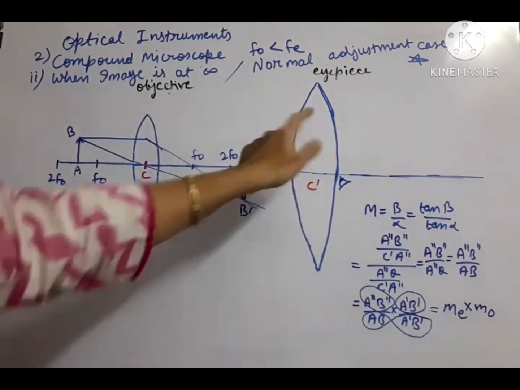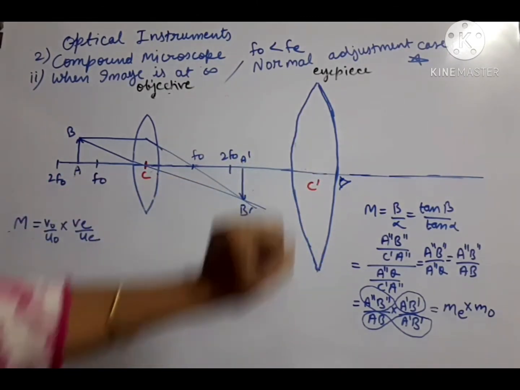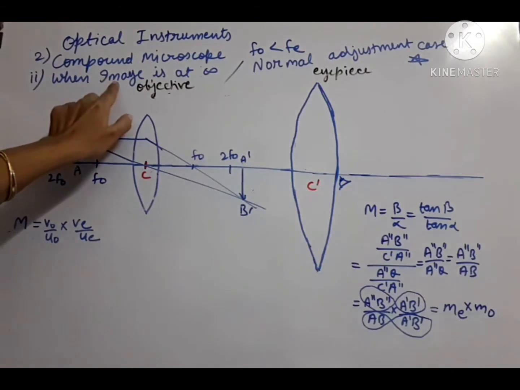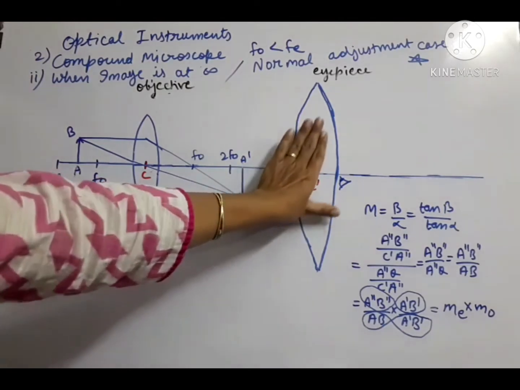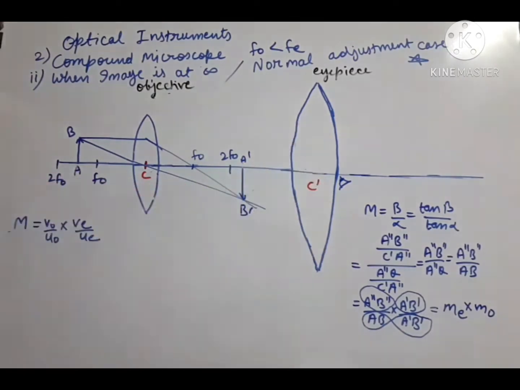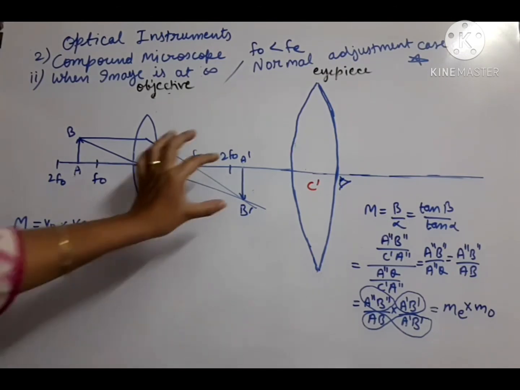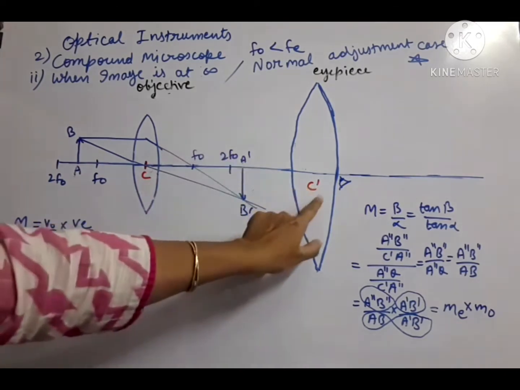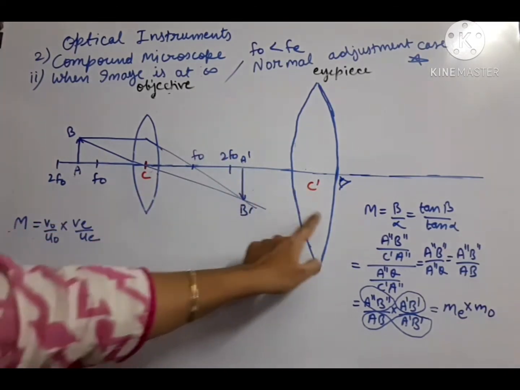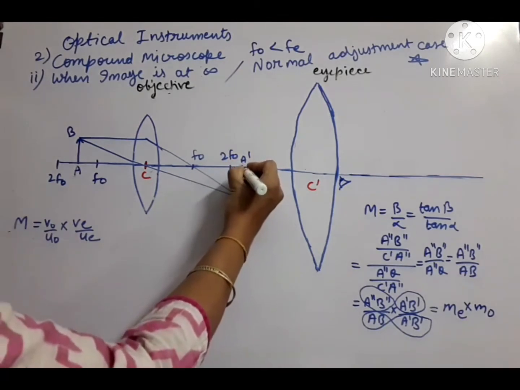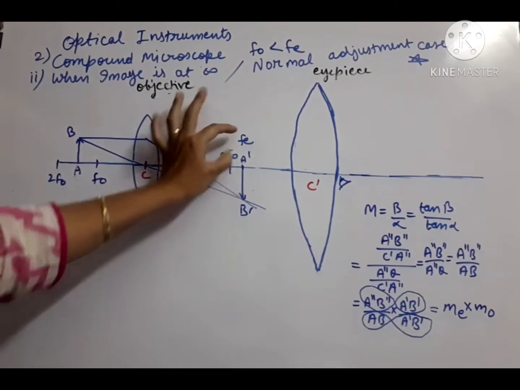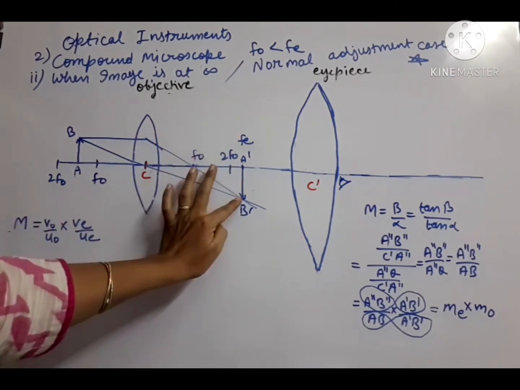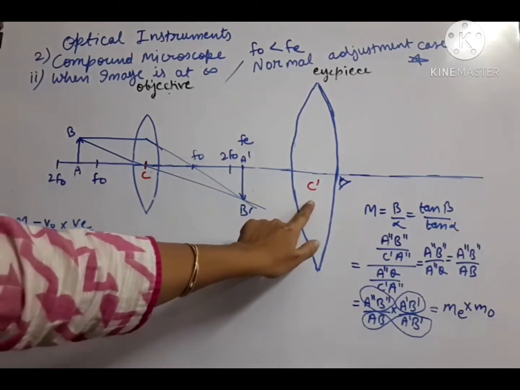Now the role of the eyepiece starts. The eyepiece has to make the final image at infinity. If the eyepiece has to make the final image at infinity, that means its object should be at focus. So this A dash B dash, which is the object for this eyepiece, should be at its focus. So the position is exactly FE, where this object is kept and adjusted. FE means focus of eyepiece.